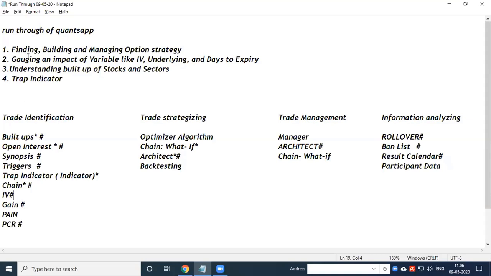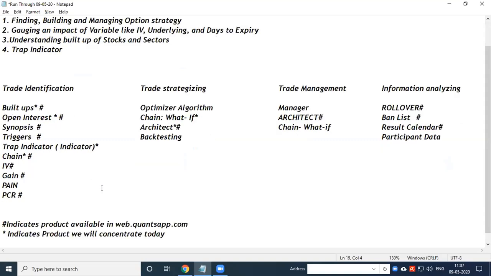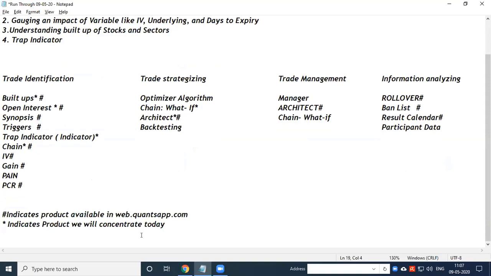So we'll start with this. If time permits, and if you guys have some more questions, I'm ready to take any questions, anything on the application. The focus would be on trade identification. So let's begin. From the identification perspective, what are the things we should be looking at first? The build-ups is the one which we always think of.